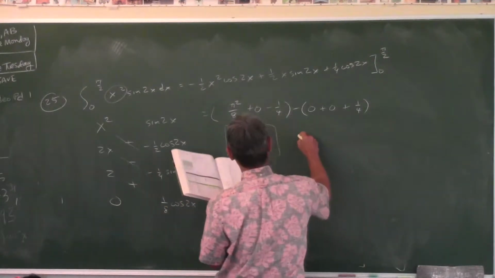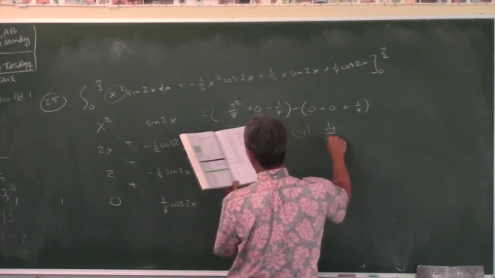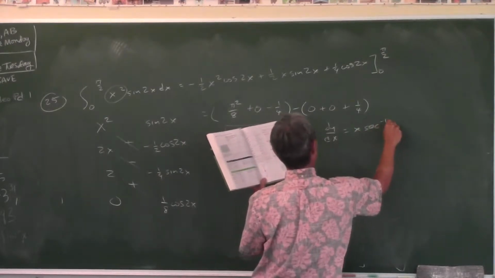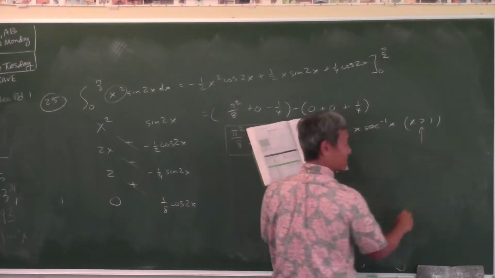Get 31. 31. dy dx. Okay, they're using theta, but like I told you, I'm not going to use theta. X is greater than 1. Why do you think they give you this condition right here?